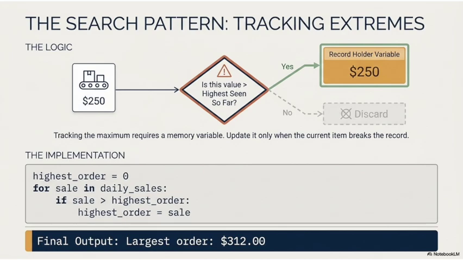For minimums, initialize to a very large number or use the first element in the list. For example, Python's built-in maximum and minimum functions handle this automatically for simple cases. However, knowing the manual pattern lets you customize the search logic for complex business criteria.